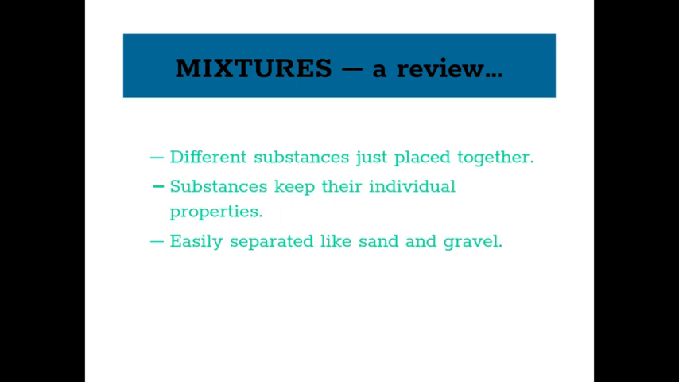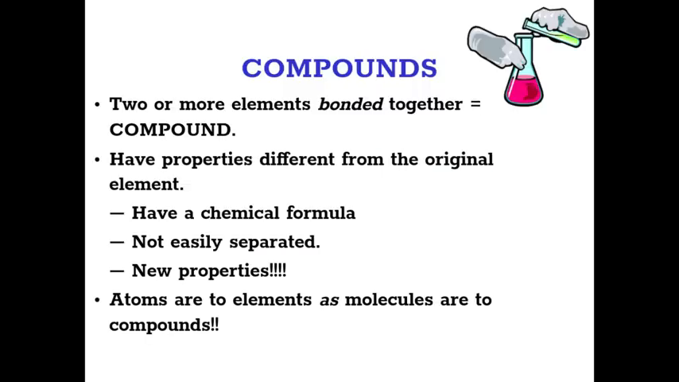Also, we have mixtures. These are just different substances that are placed together. These substances can keep their individual properties, and they're usually easily separated, like sand and gravel, or maybe a salad where you can pick out the carrots if you don't like carrots. So compounds are two or more elements bonded together.